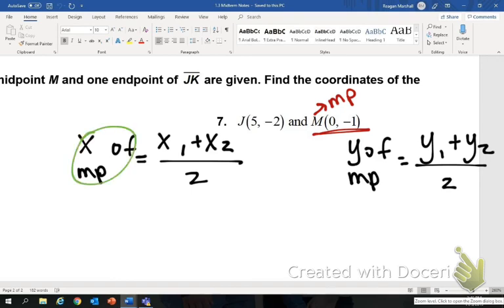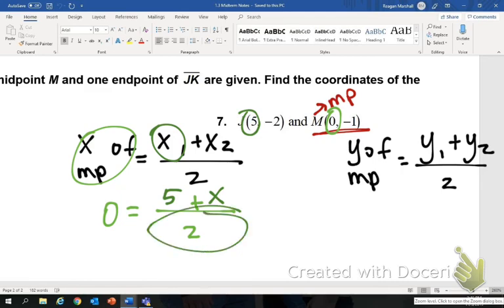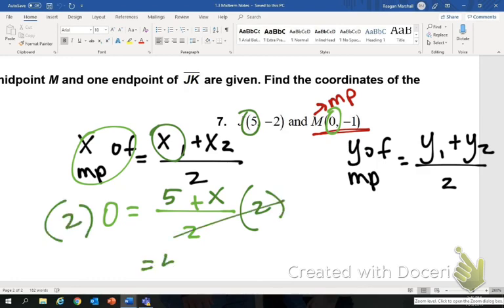So we're going to plug in the x of the midpoint, which is 0. That'll make life a little bit easier. The x of the endpoint they gave us is 5. We don't know the other one, so we're going to put x. We'll do the same steps. We want to get rid of this denominator, so we're going to multiply both sides by 2. 2 times 0 is 0. One last step to get x by itself. Subtract 5. X equals negative 5.